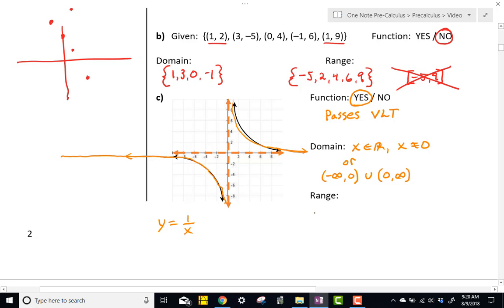And the range, the same thing happens on the range. If you look at this graph, it goes down forever, and it goes up forever. And the only thing I skip over is this horizontal line at y equals 0. So we could say that y is in the set of reals where y does not equal 0. Or we could say, again, just like below, negative infinity, comma 0, and 0, comma infinity. Okay? All right.